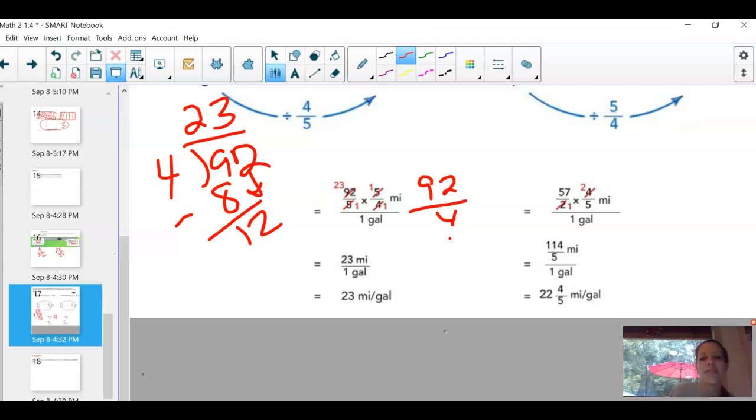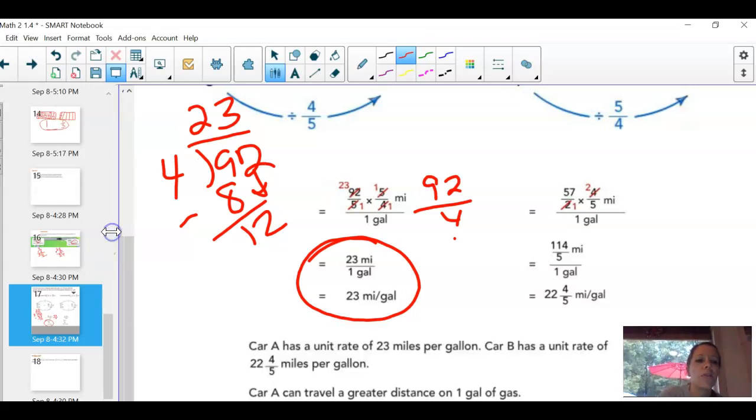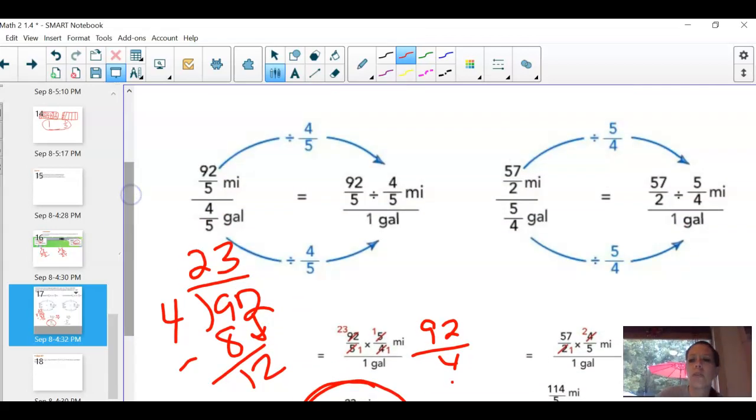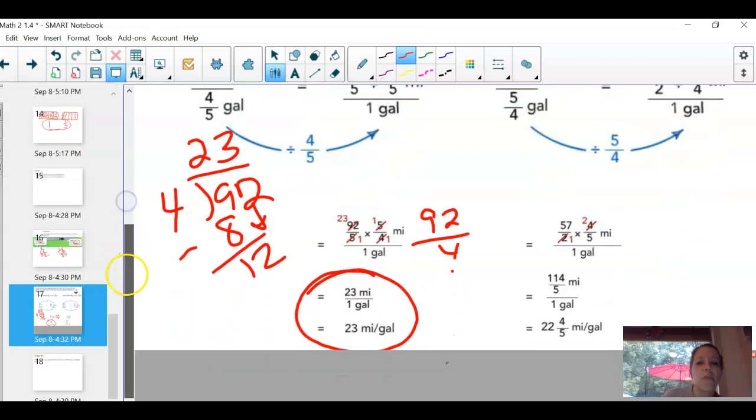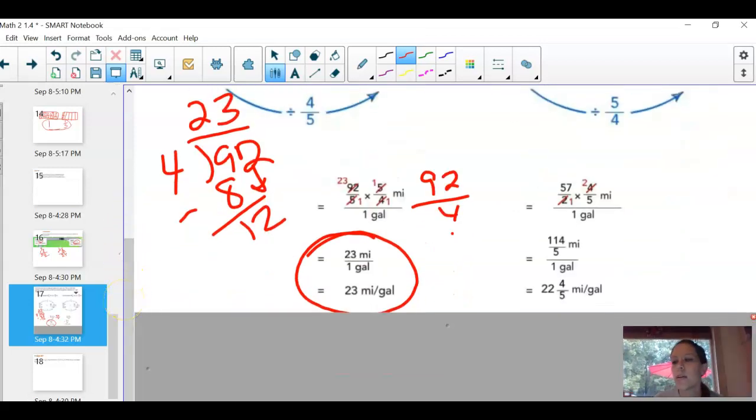And so that leaves, then I'd see, oh, it's 23. So it's 23 miles per 1 gallon. Okay, now I'm going to do the same thing on the other side. I'm doing 5/4, so I'm going to multiply by 4/5. Notice, once again, I'm going to do cross canceling. Cross canceling is a big friendly thing when you are multiplying fractions. It's going to be 114 over 5.